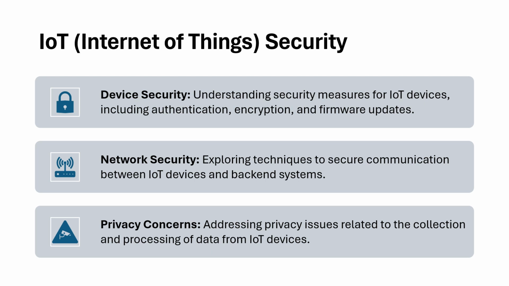Network security will be exploring techniques to ensure secure communication between IoT devices and the backend system. So these are the security mechanisms you need. Privacy concerns address the privacy issues related to the collection of data from IoT devices. This could be a sensitive issue if the IoT devices are in, say, a military facility, a government facility, or a school facility. So there could be privacy concerns about who accesses this data. This is what will be studied in IoT security topics.